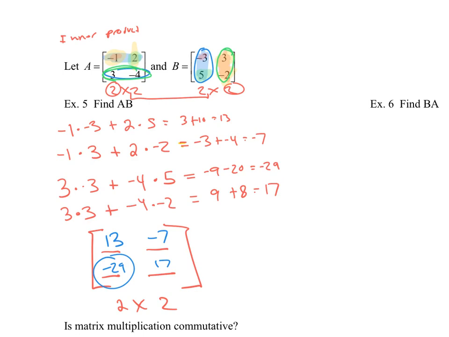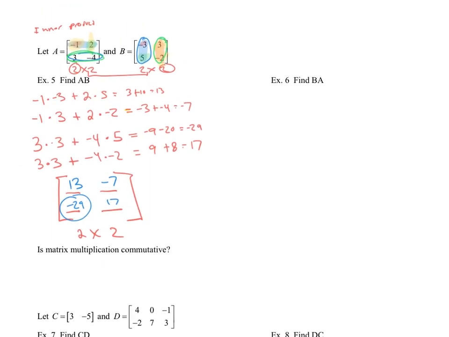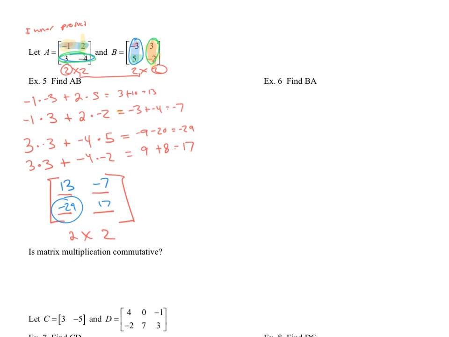Let's try another one. We have to do a few of these and it's going to start to kick in a little bit. Okay, so I'm going to rewrite them. This time we're doing b times a. Okay, so let's write b first. Negative 3, 3, 5, negative 2 times a is negative 1, 2, 3, negative 4. Okay, b times a looks like this.